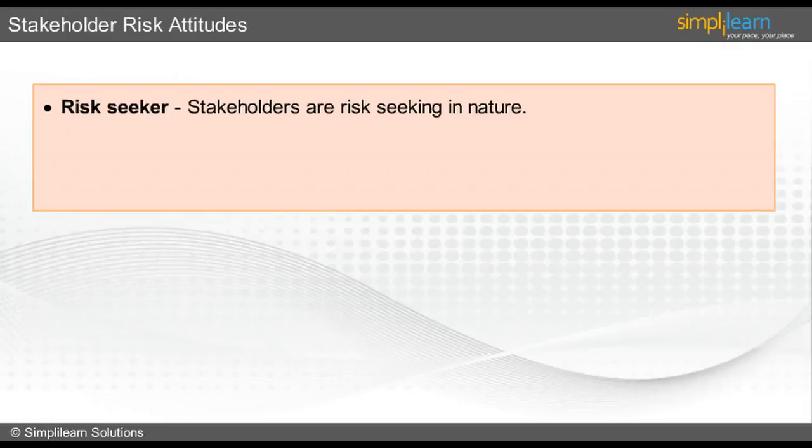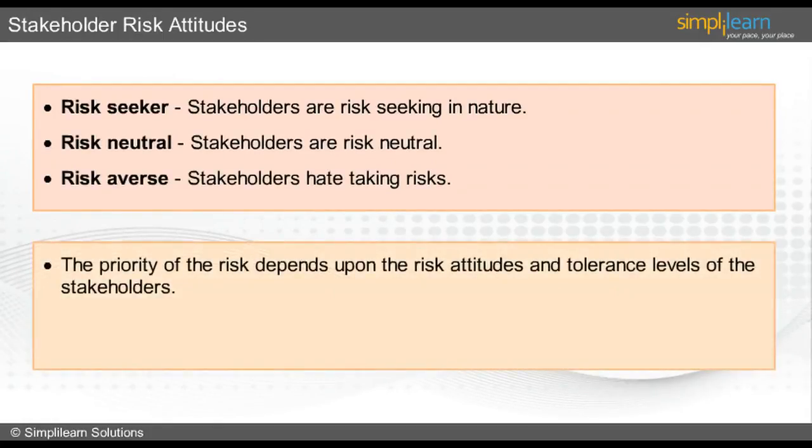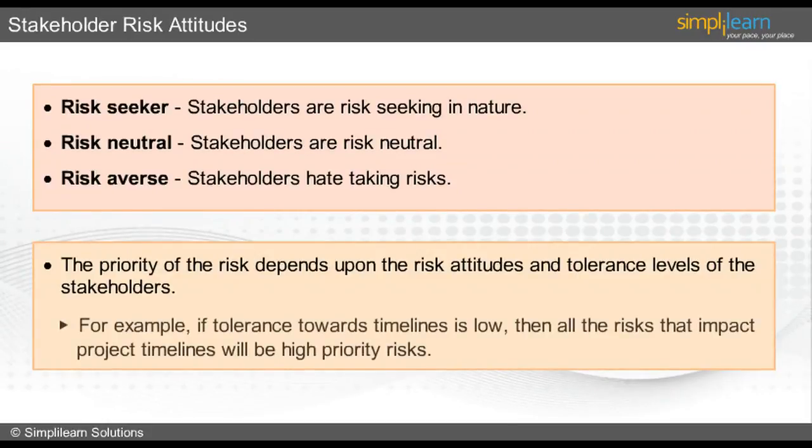Understanding stakeholders' attitudes towards risk is an important component of risk management planning. The stakeholders' risk attitude can be classified into three major categories, namely risk seeker, risk neutral, and risk averse. The priority of the risk depends upon the risk attitudes and tolerance levels of the stakeholders. For example, if tolerance towards timelines is low, then all the risks that impact project timelines will be high priority risks. The question we need to ask is, what is my stakeholder's tolerance towards schedule, cost, quality, scope, and so on?